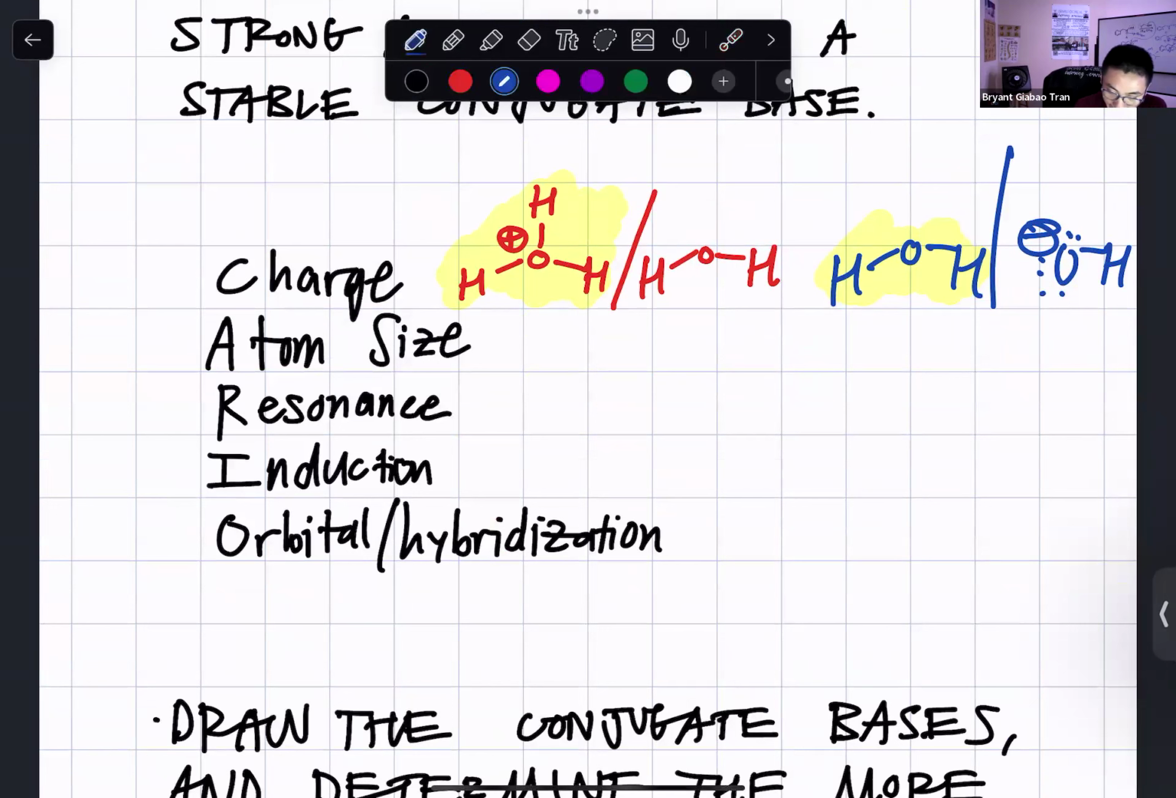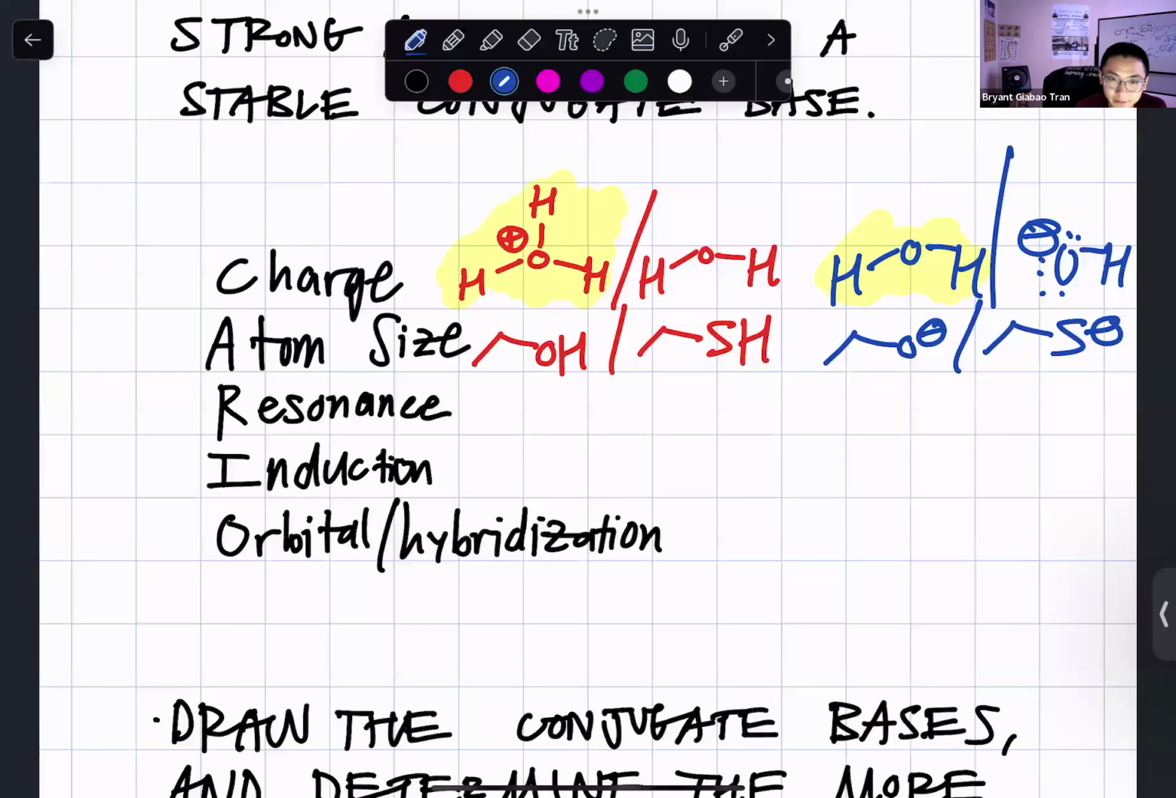The other factor is going to be atom size. So let's say we are comparing this acid with this acid here, and I draw out the conjugate bases. Which conjugate base do you think is going to be more stable based on the atom size factor?